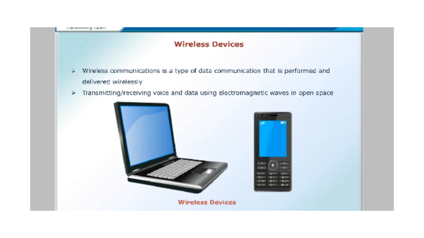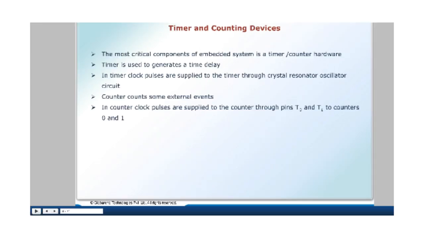For embedded design, the hardware components have different types of chips. For the system on chip design, we develop the embedded software. After developing the hardware and software, we design the embedded product. A mobile phone is an embedded product, and computer hardware is an embedded product. Without any wires, we can receive or send information; that is known as wireless devices. Let us come to the timers and counting devices.